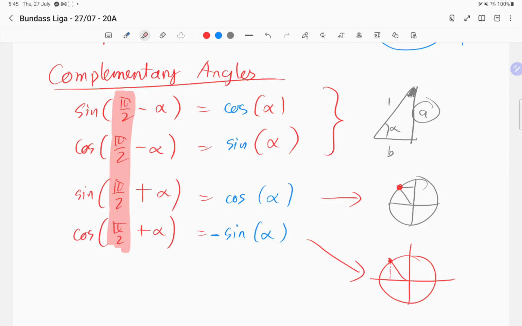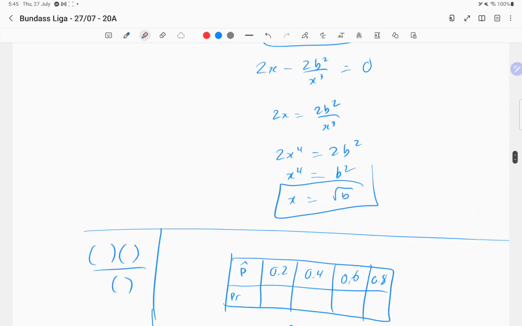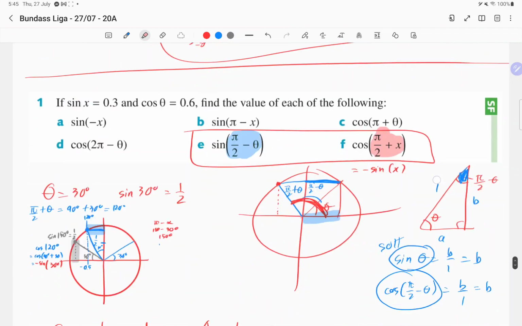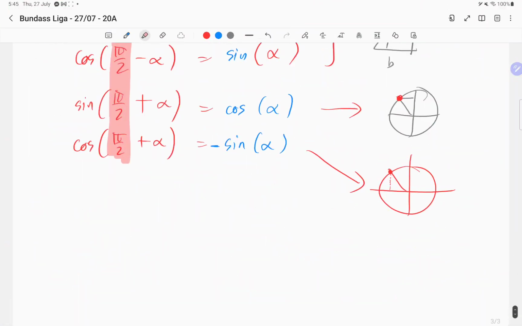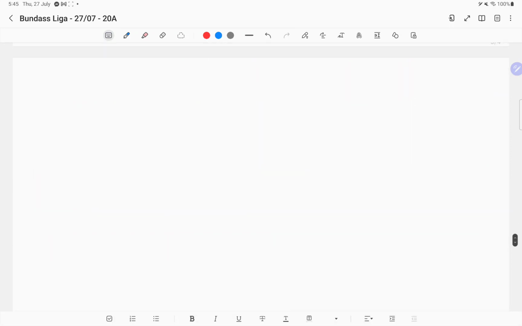Complementary, sine becomes cos, right? And then check what quadrant. Okay, right? So yes, now you guys need to try out this question here. Get a piece of paper, work on it. All right, and I'll slowly write the answer here. You can ask me any question before we move on.